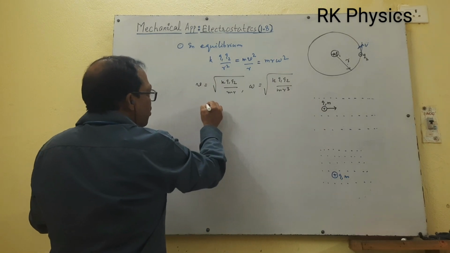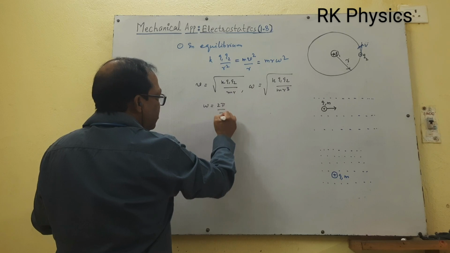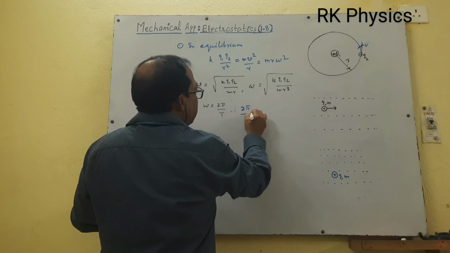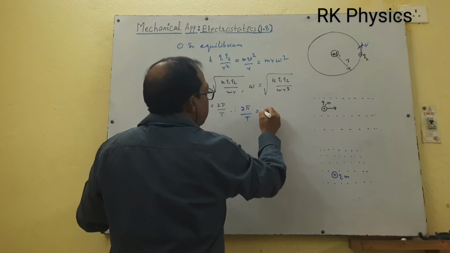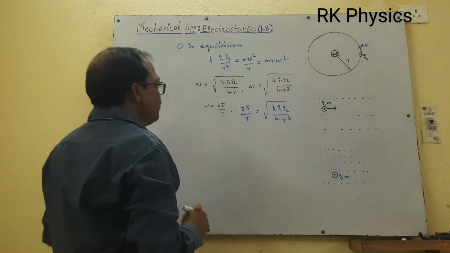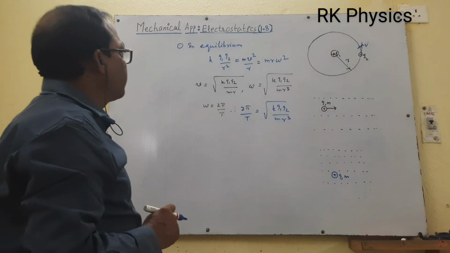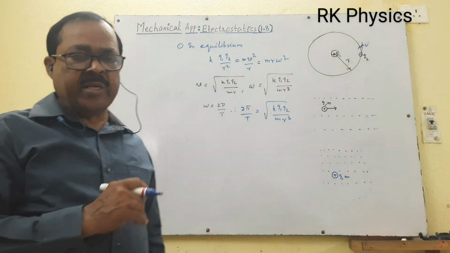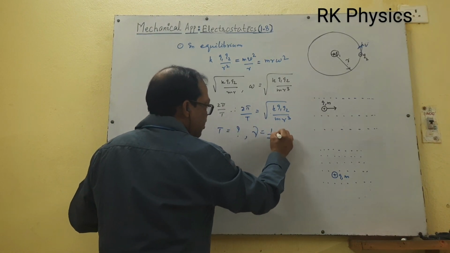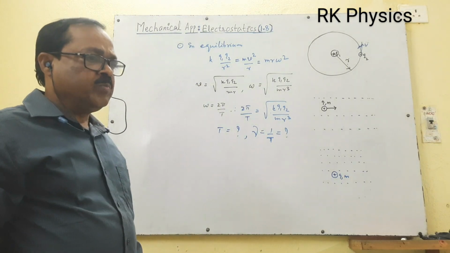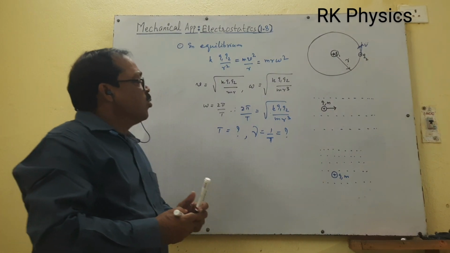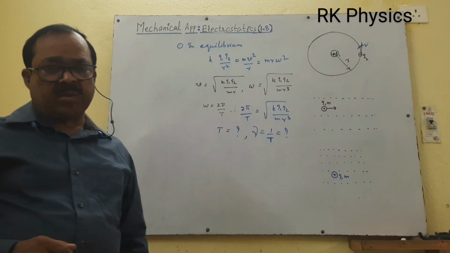And omega is 2 pi by T. So therefore you can take 2 pi by T equal to root over k q1 q2 divided by m r cube. If this is the case, then what is T and what is frequency? So it is possible to calculate. So now these are the circular properties you can calculate from these data.